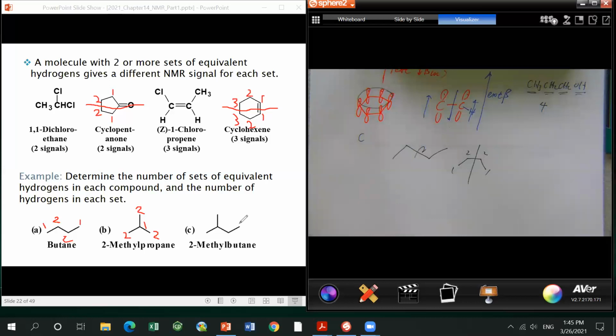First, there's no symmetry plane or rotation axis for this CH3, so that should be 1. And then there's only one CH2, so that's another one. There's one hydrogen on this carbon, so that gives you 3. In the end, these two methyl groups give the same chemical shift, they have the same chemical environment, related by a symmetry plane or rotation axis, so that's the 4. This is a relatively hard one, but with more practice, you guys should be able to do it.